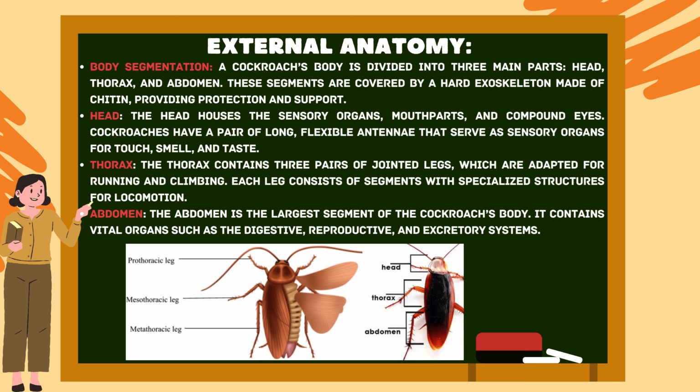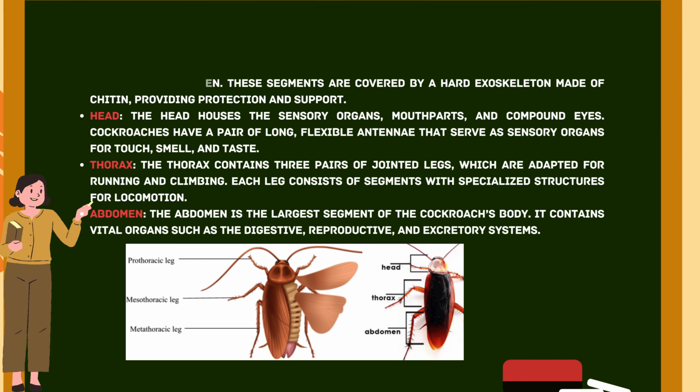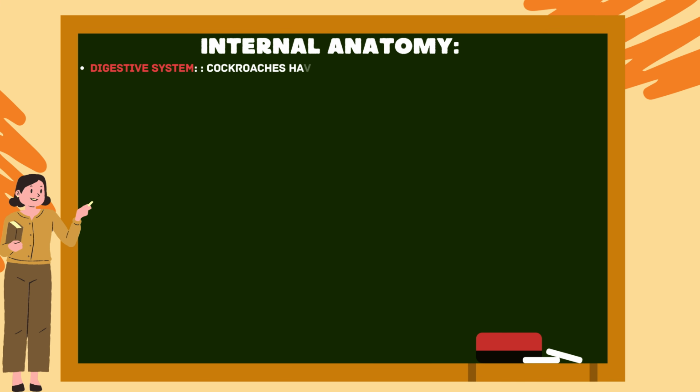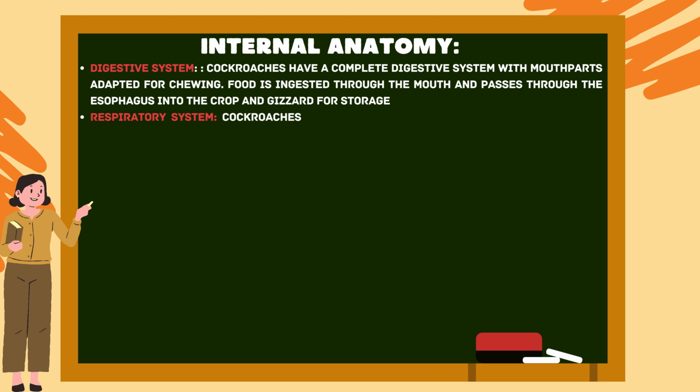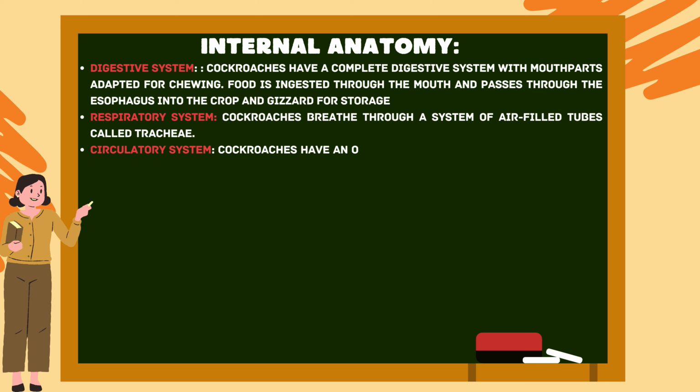Structural organization of cockroach. Cockroaches have a unique and well-adapted body structure that allows them to thrive in a wide range of environments. Their external and internal anatomy showcases several specialized systems designed for survival. External anatomy. Body segmentation: a cockroach's body is divided into 3 main segments.